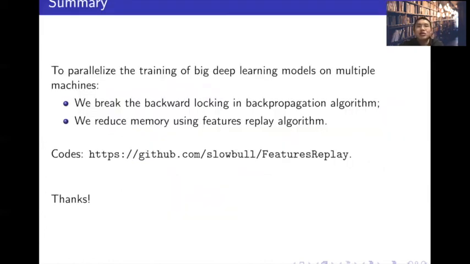In summary, to parallelize the training of big models on multiple machines, first, we break the backward locking in the BP algorithm. Secondly, we reduce the memory using the feature replay algorithm.